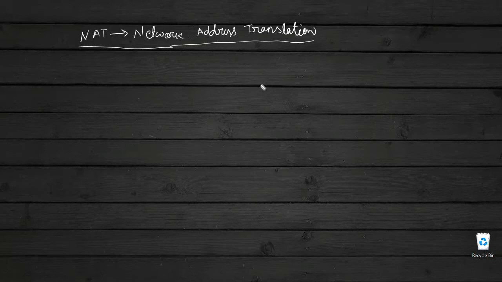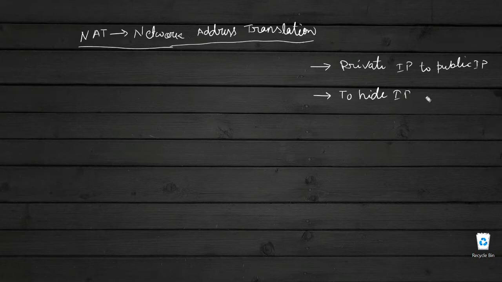If not, then I will tell you the basic answers I see from most of the students. The first answer I get whenever I ask this question is that NAT is the conversion from private to public, right? They say it is a private IP to public IP. Another answer I get is to hide IP addresses. Let's suppose you are an enterprise network and you want to hide your IP addresses from the public networks. So in that case, we use NAT.